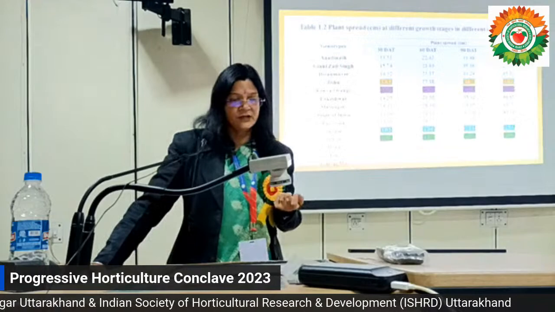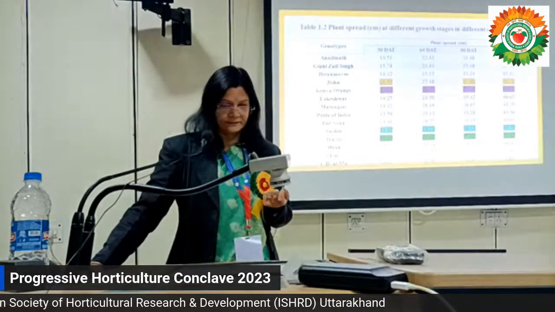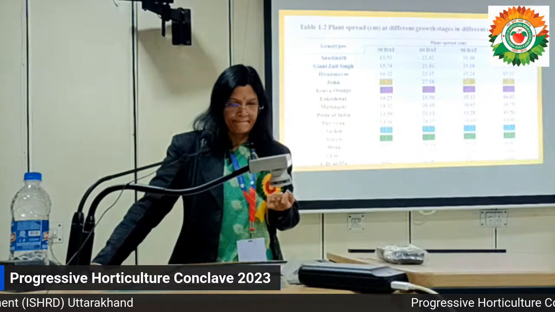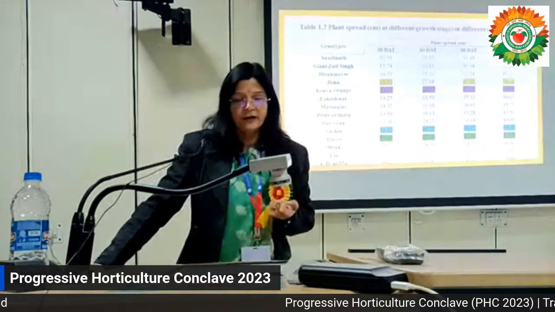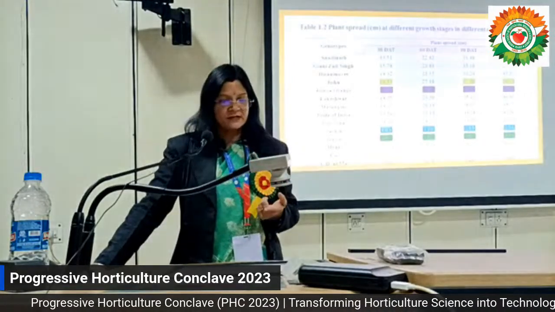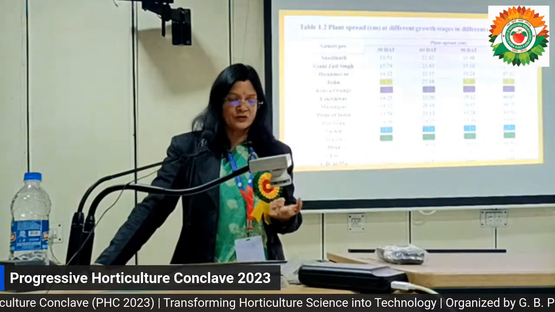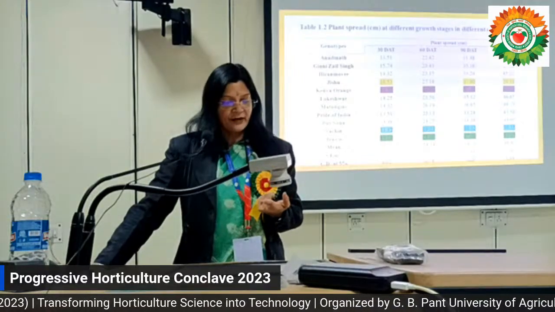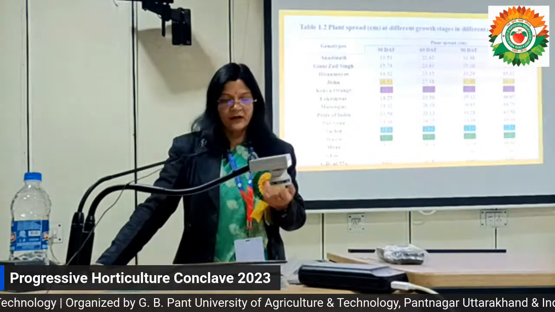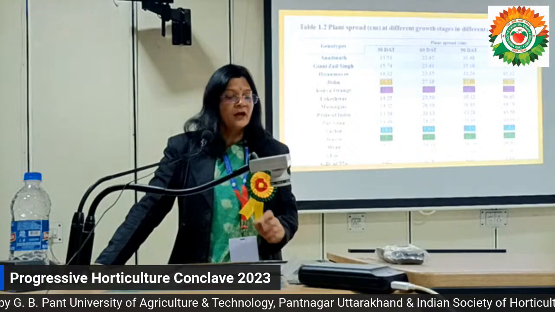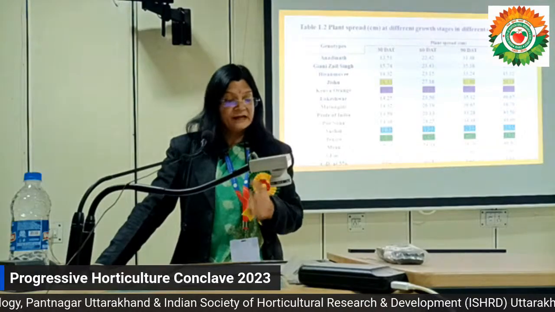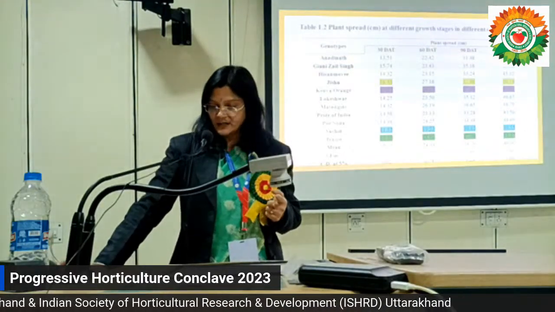Then the experimental results. The plant spread at different growth stages in different Dahelia genotypes: as the picture shows, the maximum plant spread was observed in the tangent variety, 19.08 at 30 days after transplanting. After 60 days, the maximum was again in the tangent type of variety, followed by Kenya orange, and the least was found in Sachin.